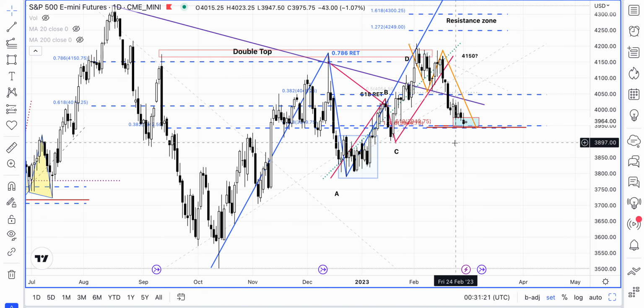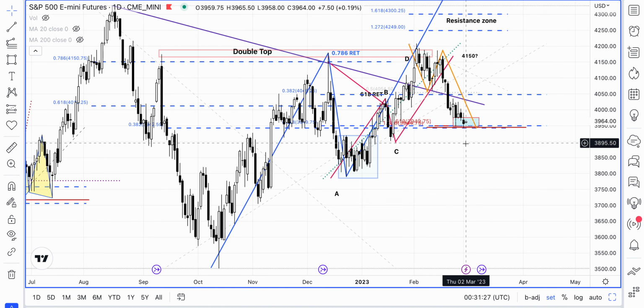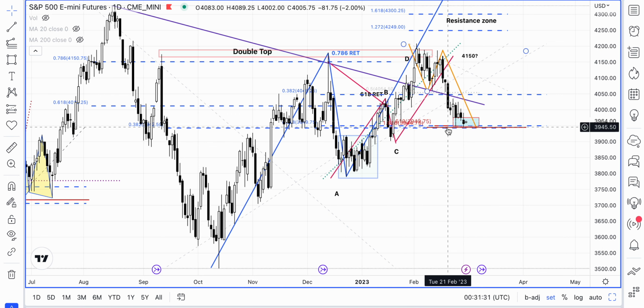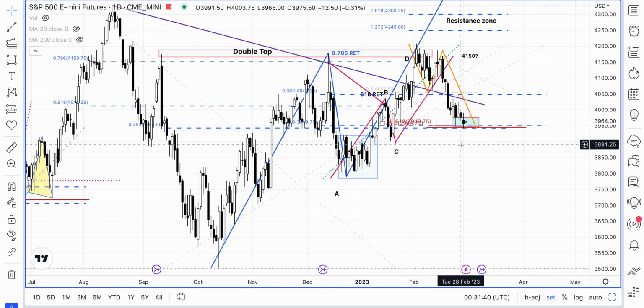So this is the one which we are following very carefully. If this level gets broken down, then we'll have to take a look at the market in a different way. But for now, we expect this support to hold, and perhaps the price could begin to resume higher. This will have to be seen.